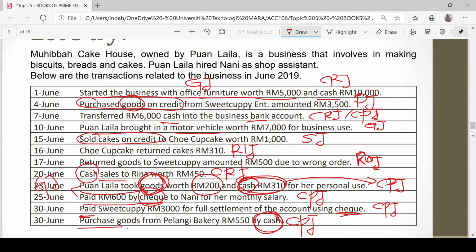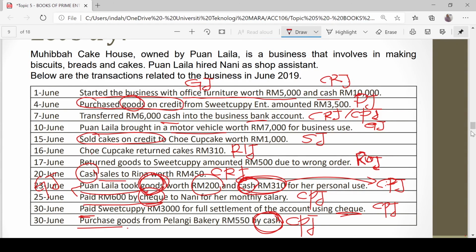Puan Laila brought in a motor vehicle. Again, you receive an asset from the owner, worth 7,000, general journal. Sold cakes on credit, sales journal. Koi Cupcake return. So this is credit sales, and then Koi Cupcake returns. So a return for credit sales, return inward journal.